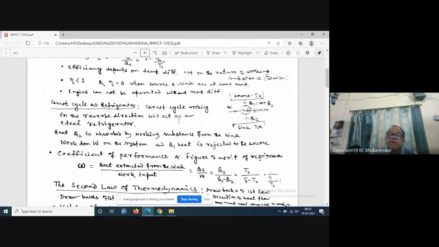So Q2 heat is drawn from the sink, external work W is done on the refrigerator, and heat Q1 is rejected to the source. So Q1 equal to W plus Q2 for conservation of energy. Q2 is taken here, W work is done on the gas or working substance, so Q1 heat will be rejected to the source.